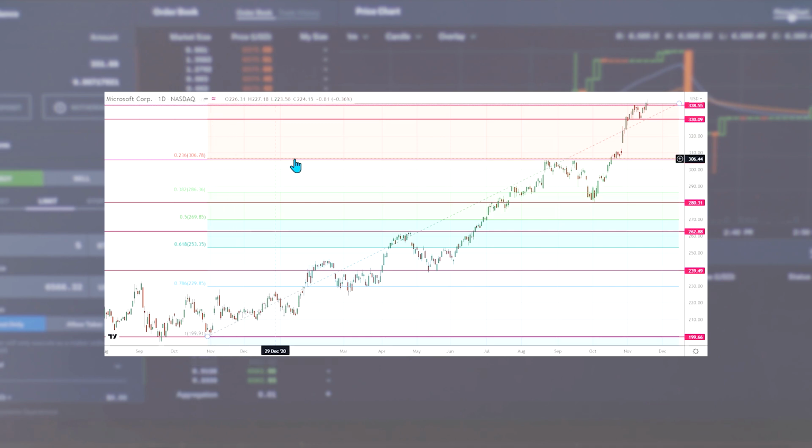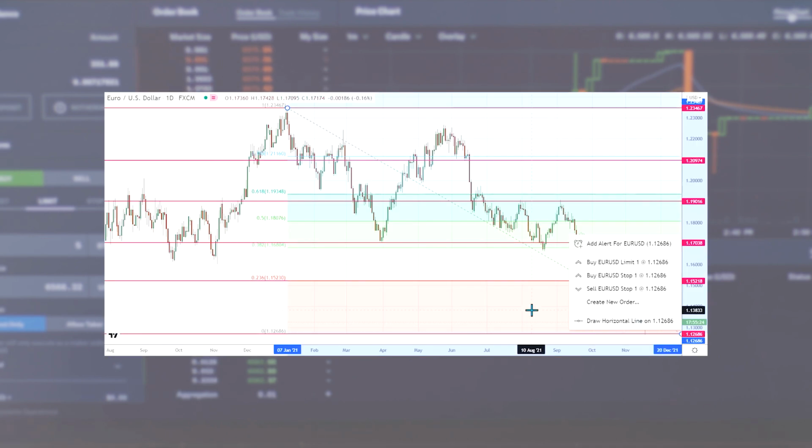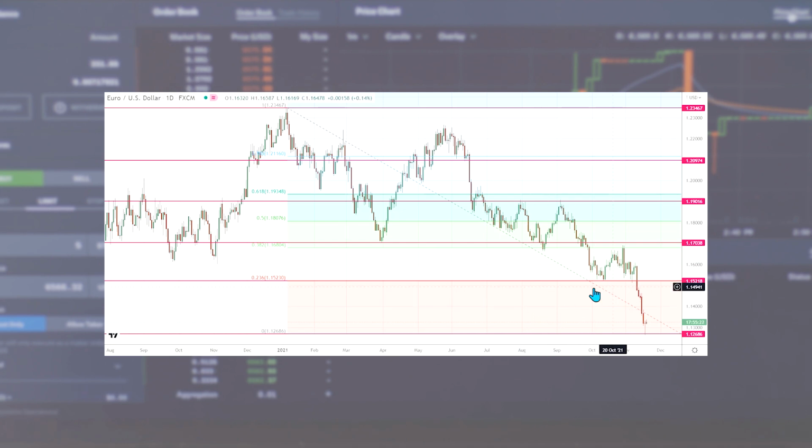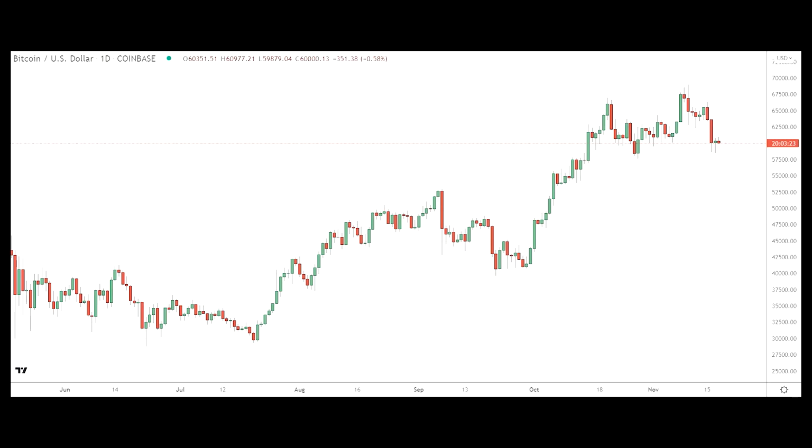Okay, let's choose some charts, identify the key support and resistance levels, then utilize Fibonacci retracements to confirm the importance of these levels. The first chart I'm going to take a look at is Bitcoin versus the US dollar.